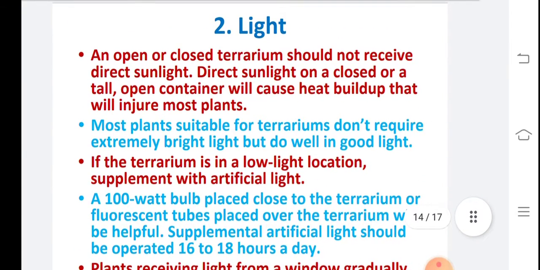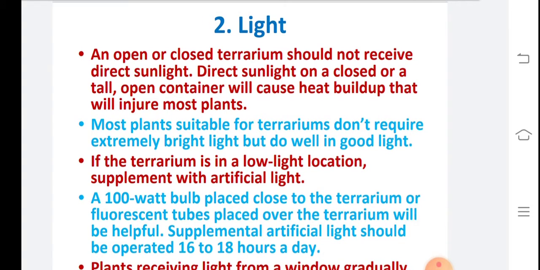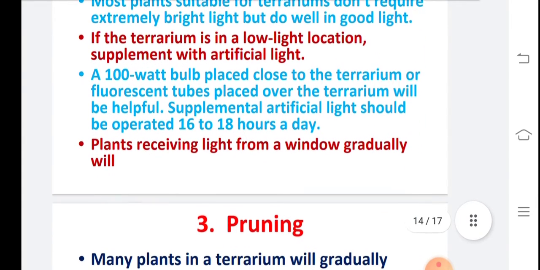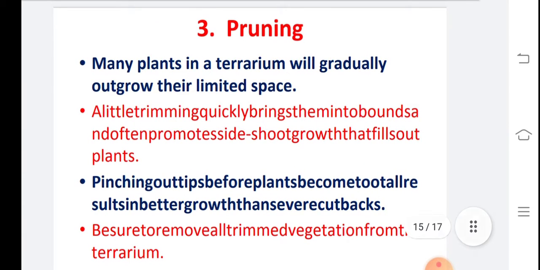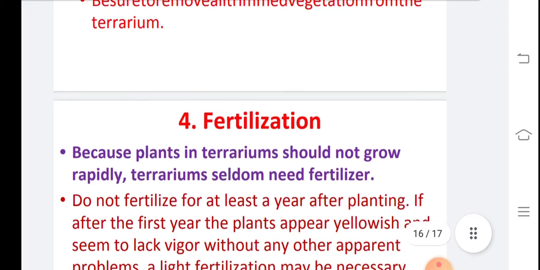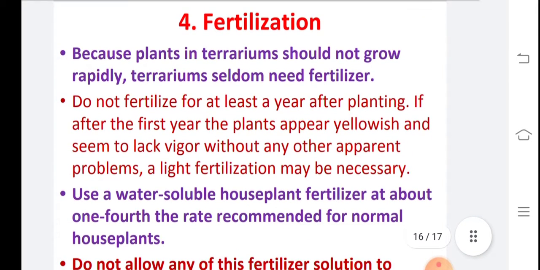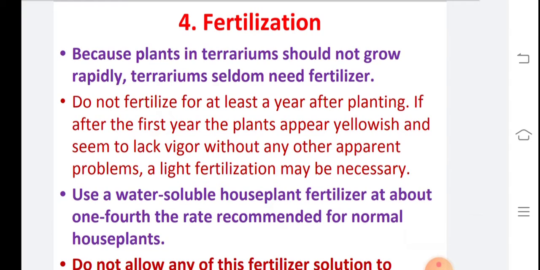Next point is about light. Direct sunlight is generally avoided, and we keep it in dimmed sunlight, in the porch, at the corner or at the window place. Then pruning of the plants, that is cutting of extra grown branches or leaves. As per the plants we use this technique, right? Then next, fertilization, the supply of fertilizer. It also requires care and should be given in proportion, otherwise there may be an adverse effect on the plant, right?